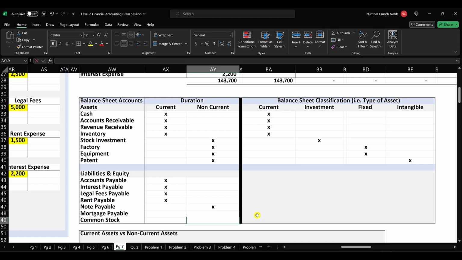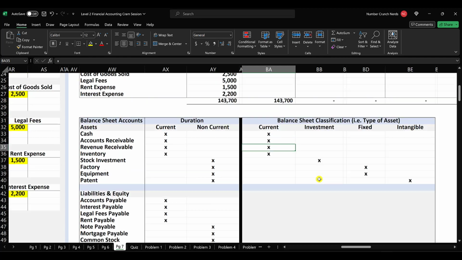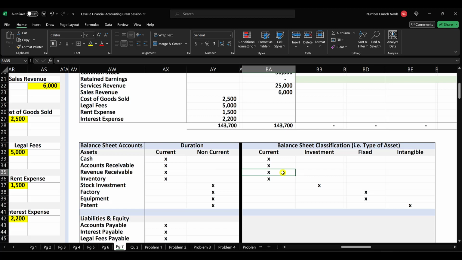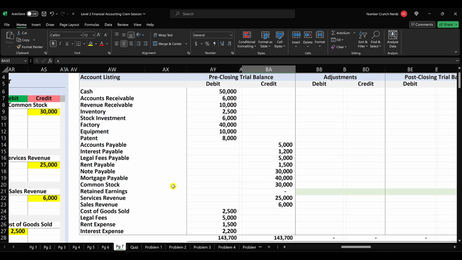And of course, common stock lasts into perpetuity, at least theoretically. So that is going to be non-current. All right, so we have classified all of those. We accomplished that. Next thing we were supposed to do is record the closing entries, because this was a little aside where we did the classifications, but now we're going back to the trial balance. Once we have the trial balance completed, we have to post the closing entries. And if you recall from CRAM session 1, how do you record the closing entries?